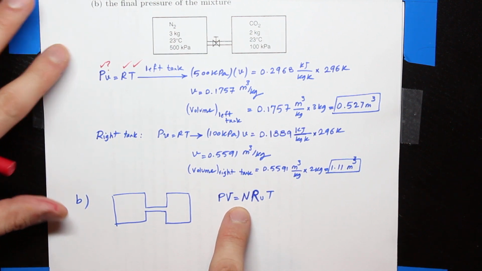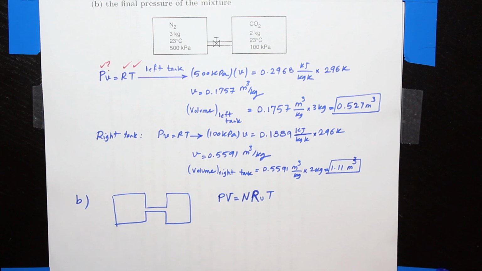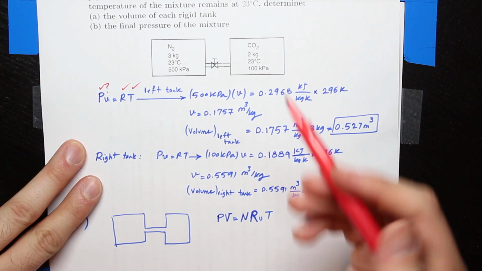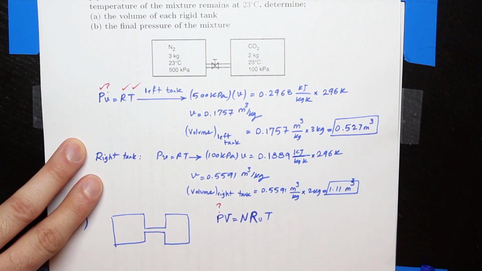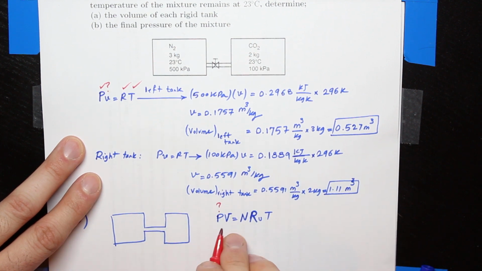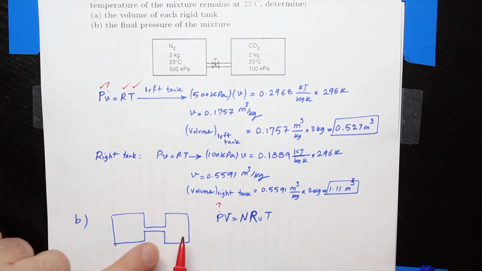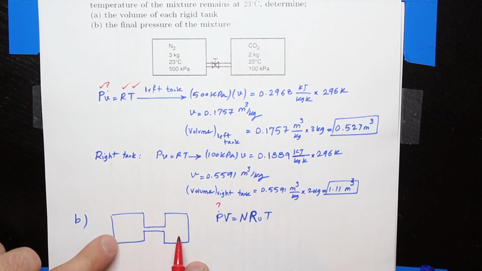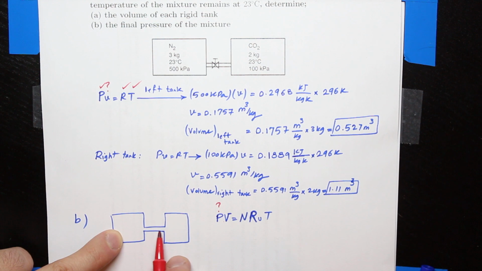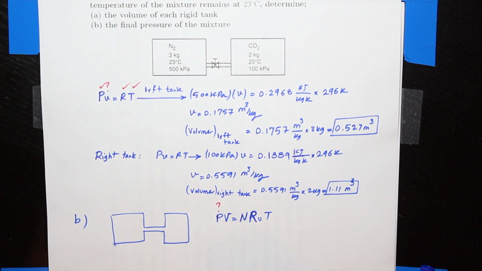All right, so here's the problem. I am looking for the final pressure of the mixture, so this is my question mark. My goal is to utilize this equation to find P. I am good with V, because V is this volume plus this volume. In part A, I obtained these two volumes. Let's assume that the volume of the pipe is negligible, so the total volume is this volume plus this volume.